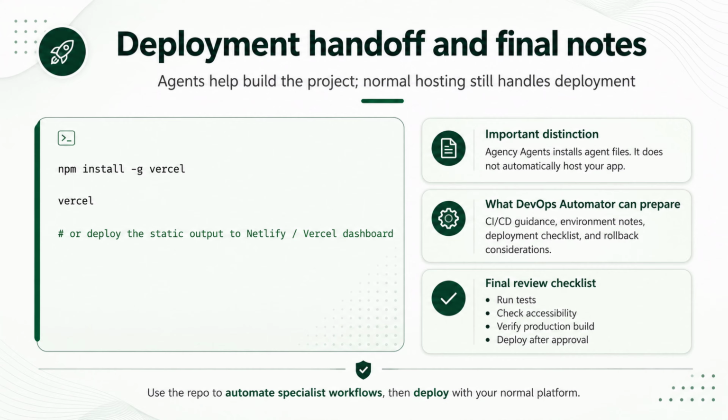Before deploying, always run tests. Check accessibility. Verify the production build. Deploy only after approval. So the final takeaway is this. Use the repo to automate specialist workflows. Then deploy with your normal platform.